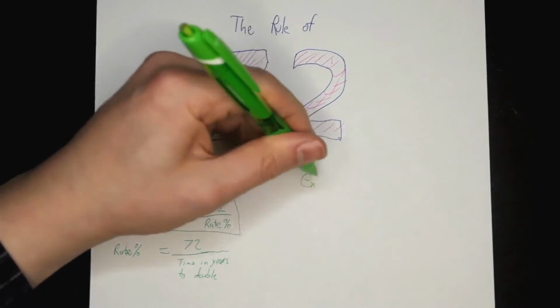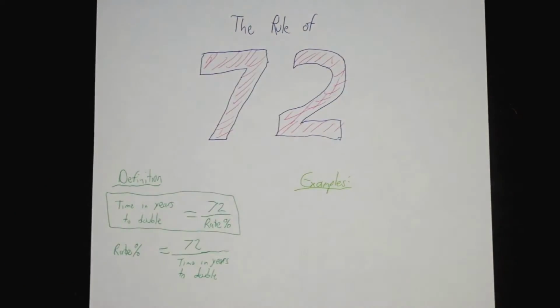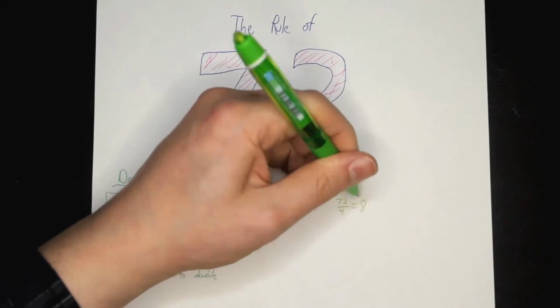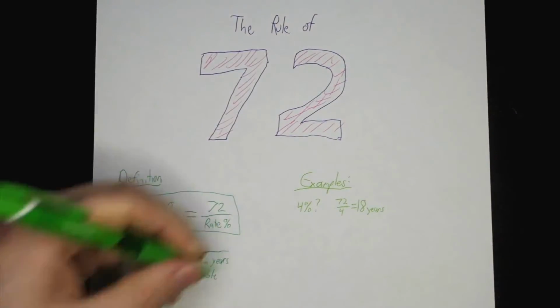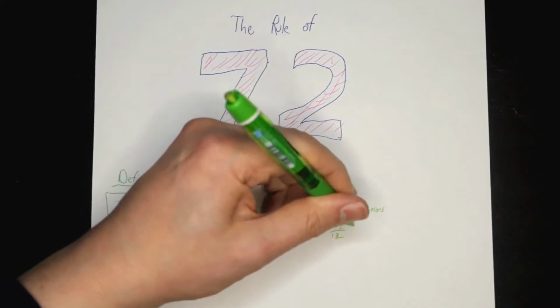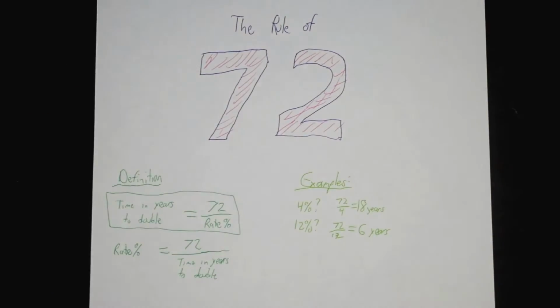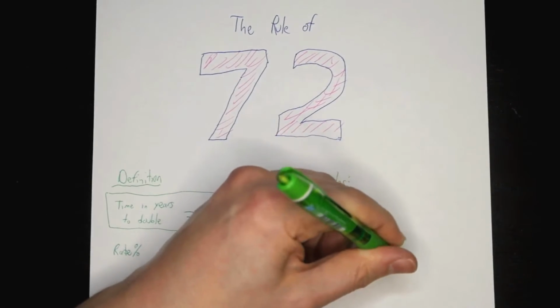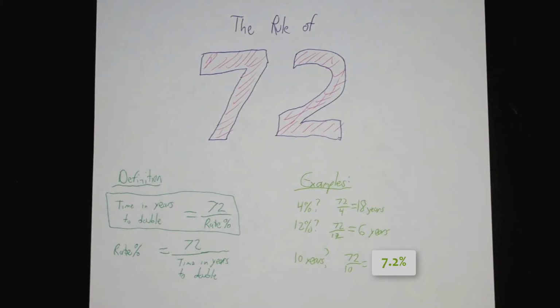For example, given a 4% rate, that's 72 over 4, means the investment will double in roughly 18 years. With a 12% rate, 72 over 12, means the investment will double in 6 years. Or if you have the number of years, like for something to double in 10 years, that's 72 divided by 10, which gives you a rate of 7.2.